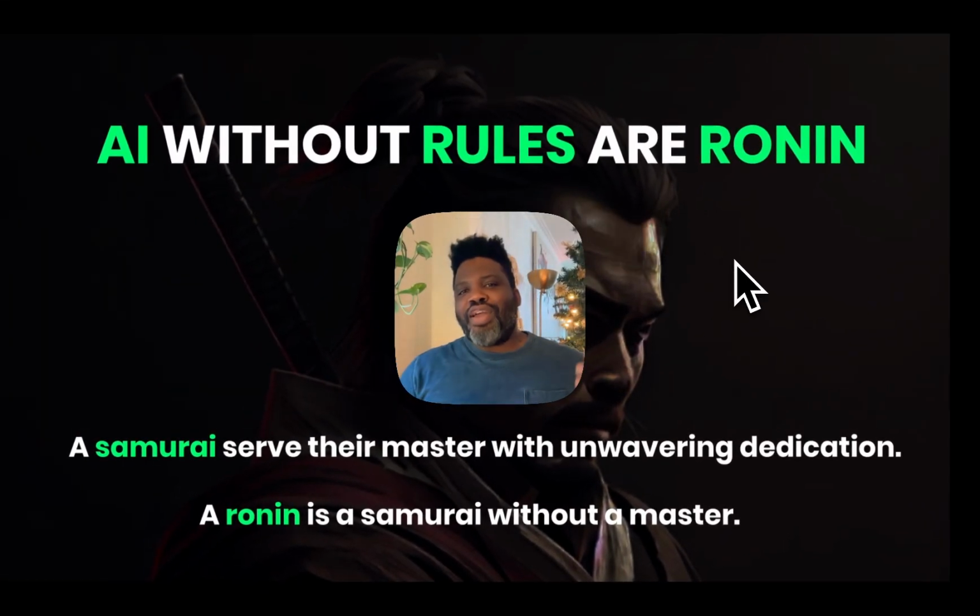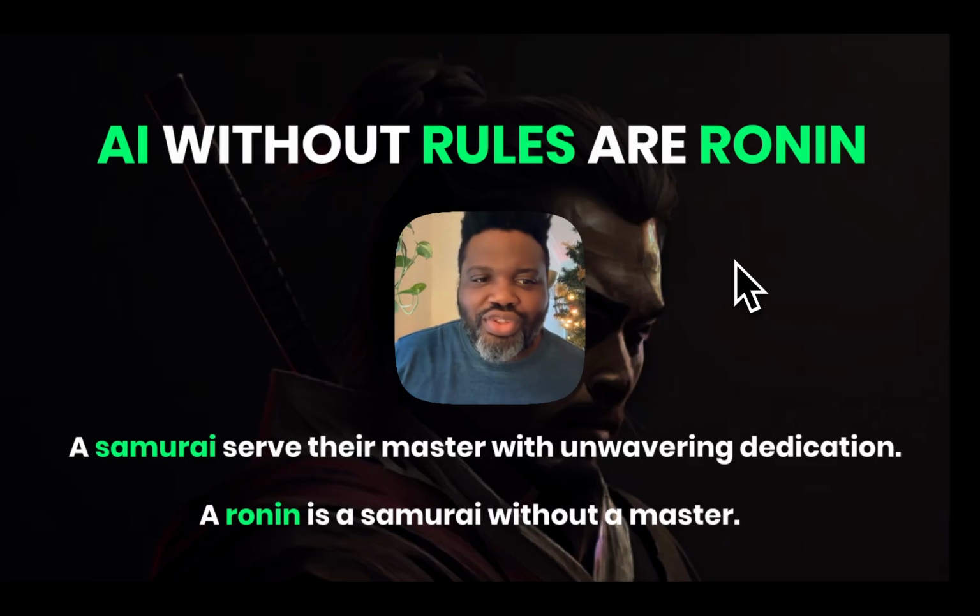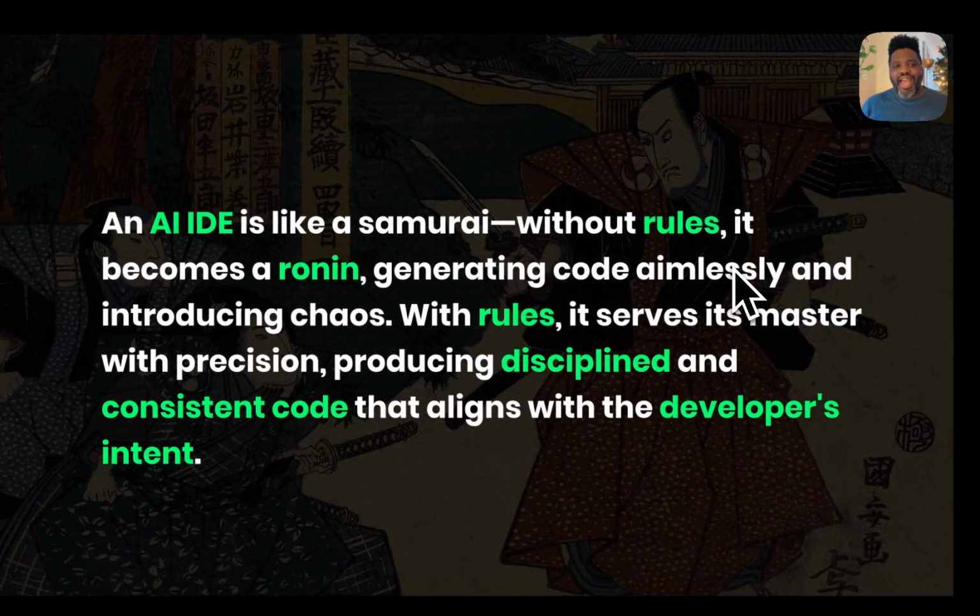So AI without rules is like a ronin. If you don't know, samurai serve their master with unwavering dedication, and a ronin is a samurai without a master. An AI IDE is like a samurai. Without rules, it becomes a ronin, generating code aimlessly and introducing chaos into your code base. But with rules, it serves its master with precision, producing disciplined and consistent code that aligns with the developer's intent.